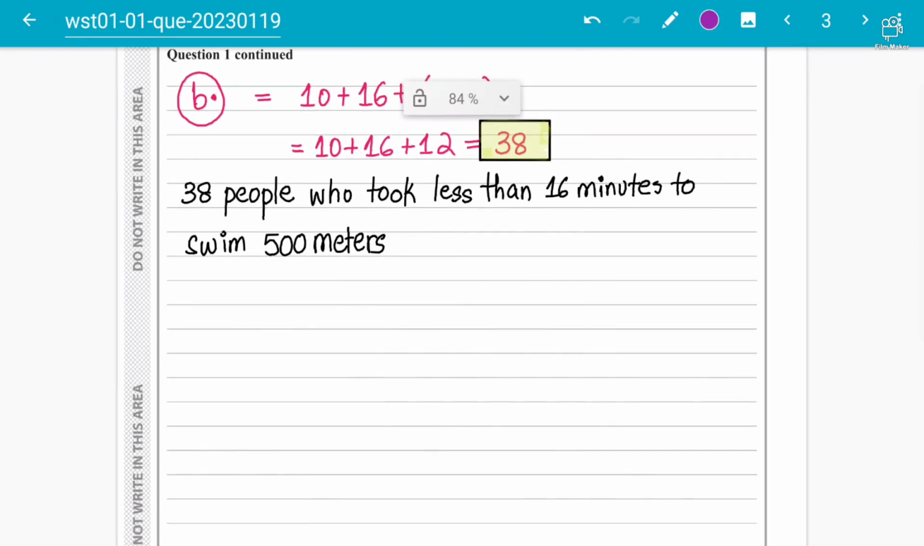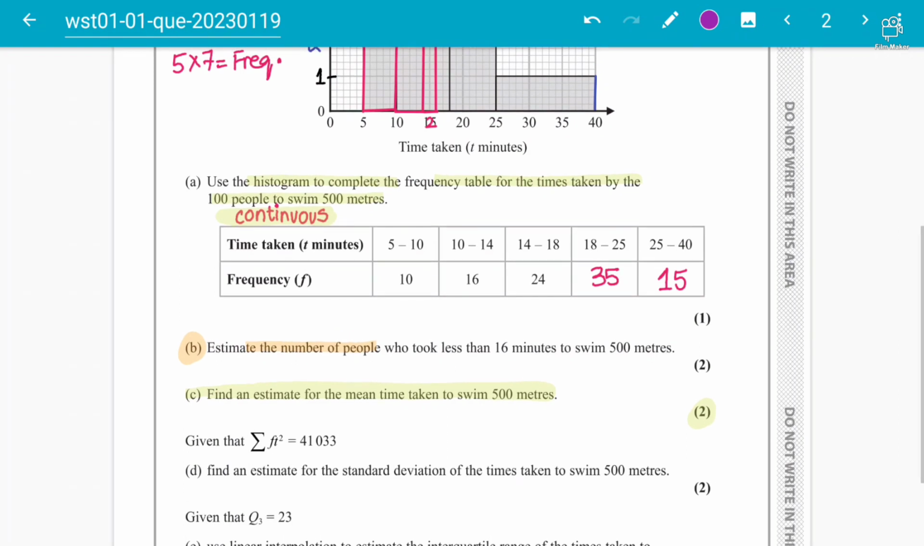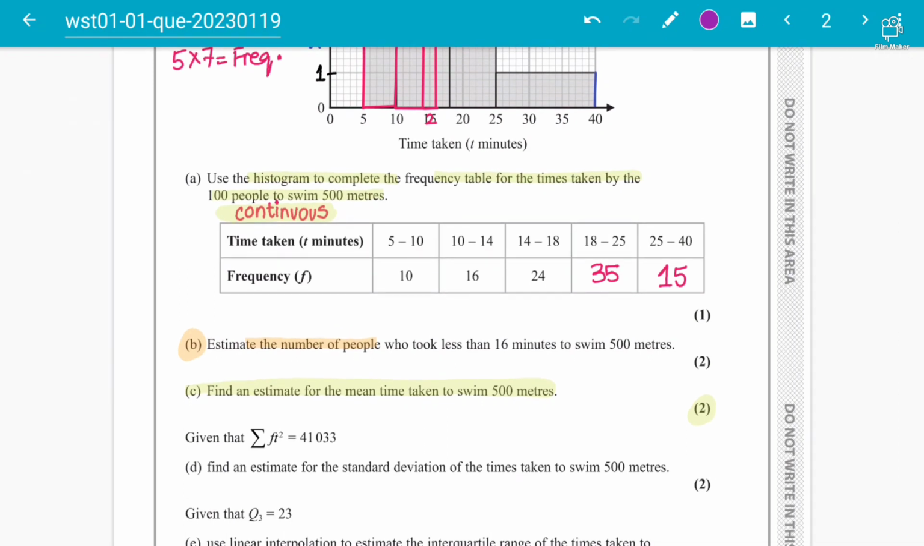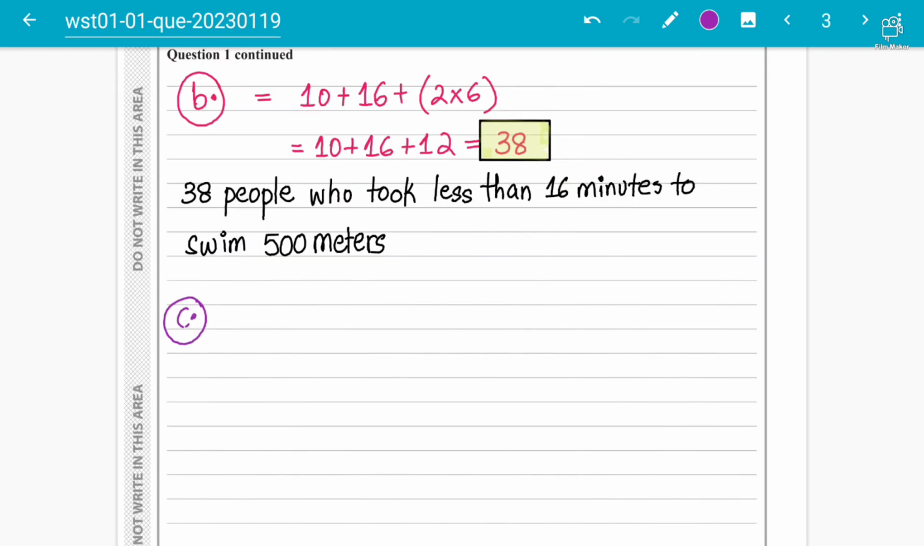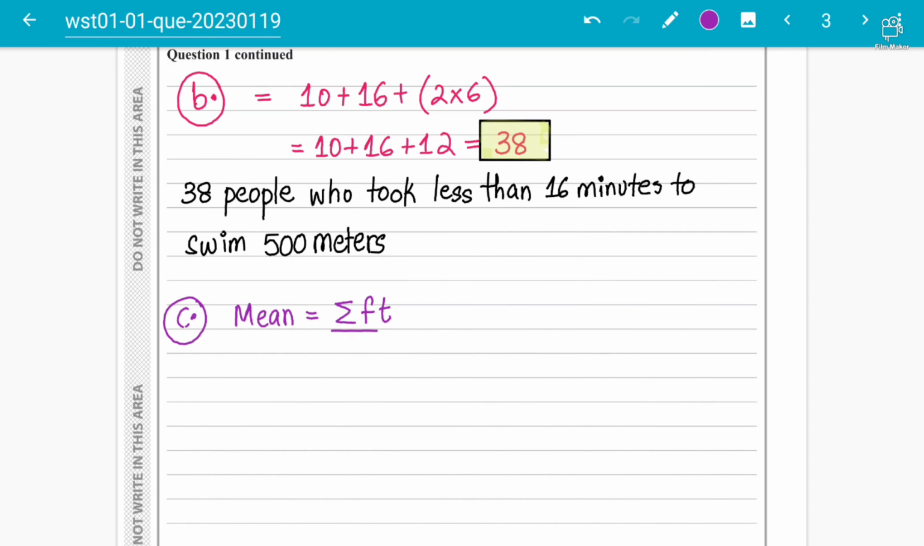Starting part C by saying that we have to find an estimate for the mean time taken. You need to understand the mean formula: you do the summation of the frequency multiplied by the midpoint of the x value, and divided by the total frequency. So I'll write down the mean formula first. Mean is equal to summation of frequency multiplied by t midpoint, divided by the summation of frequency.